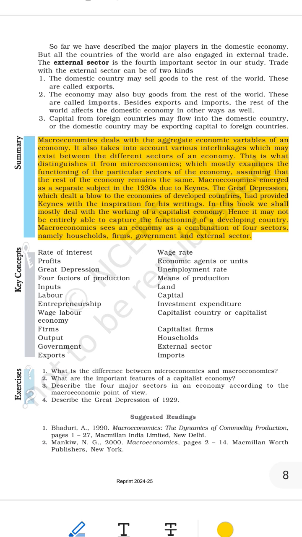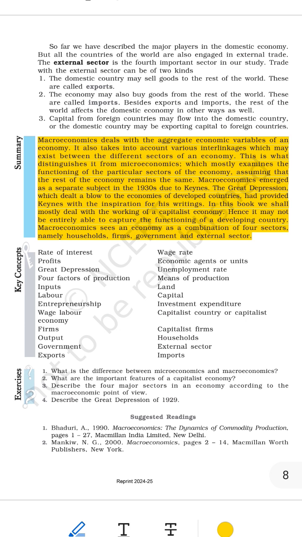Macroeconomics studies these connections. This is what distinguishes it from microeconomics, which mostly examines the functioning of particular sectors of the economy, assuming that the rest of the economy remains the same. Distinguishes means sets it apart or makes it different. Micro means small. Microeconomics looks at small pieces, like just one shop or one person or one company. It studies how that one thing works. It assumes that the rest of the economy stays the same. Simple example: microeconomics studies just one bakery and how it sets prices. Macroeconomics studies all bakeries, all jobs, all food prices together.